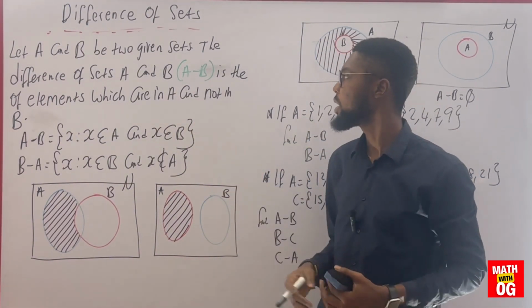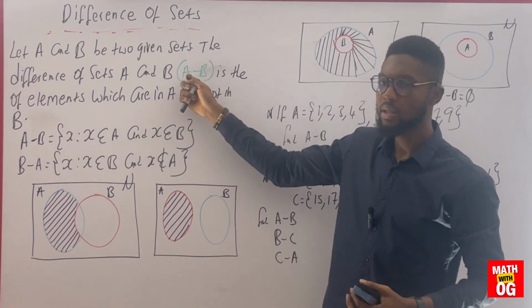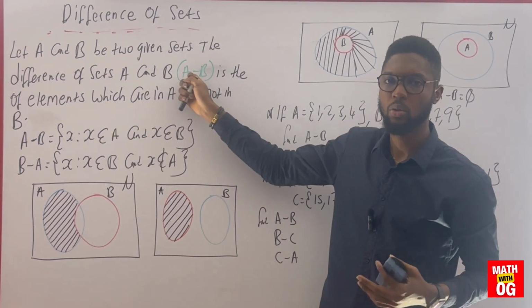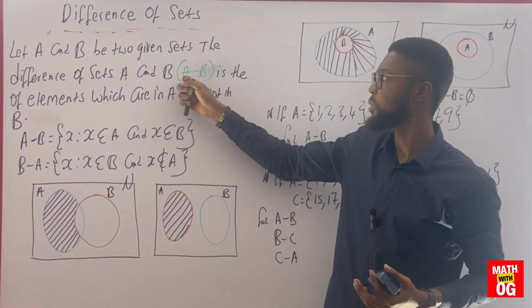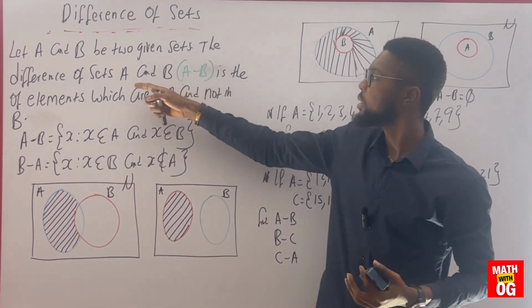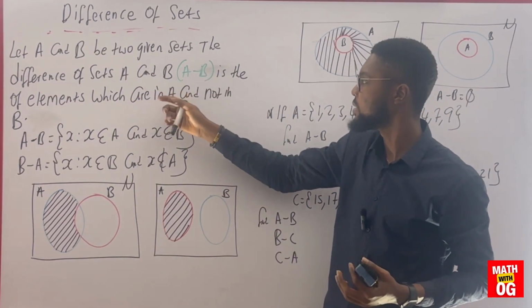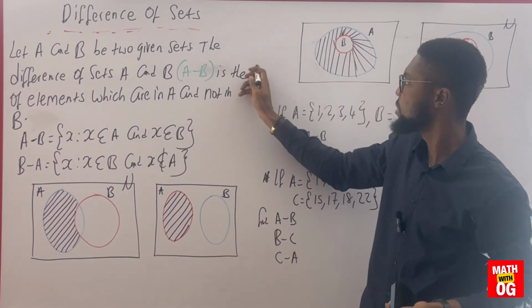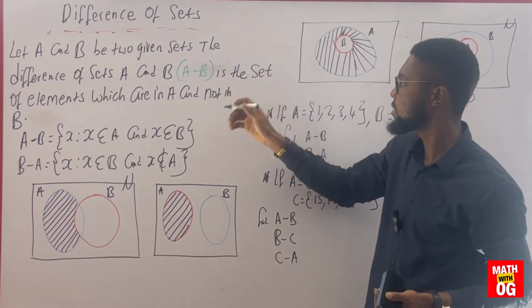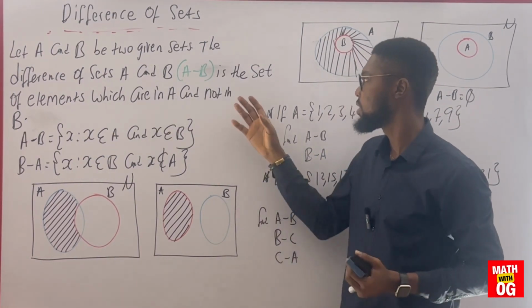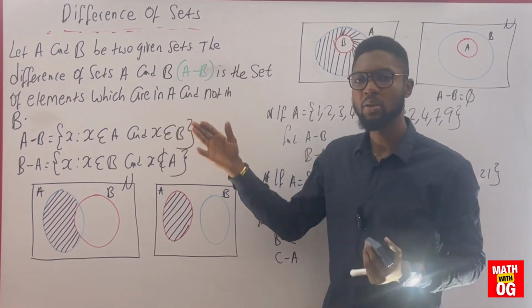The difference of set A and B is denoted as A − B. This sign is the same sign you use for subtraction, or what we call minus, but it is read as A difference B. Difference of set A and B, A difference B, is the set of elements which are in A and not in B.